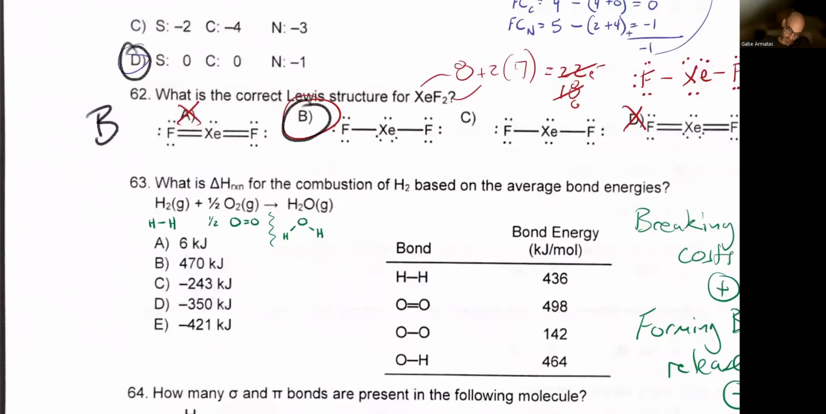So if we take a look at the energies involved here for the breaking of the bonds, which is going to be this side, right? Breaking. We're going to break a hydrogen-hydrogen bond, which is 436. So this bond right here, just one of them, is 436 kilojoules of energy. Plus, we're going to add to that.